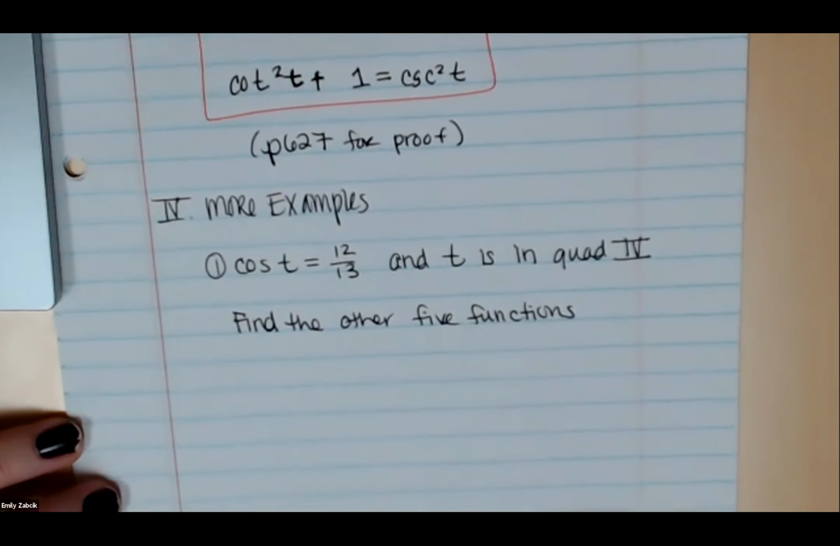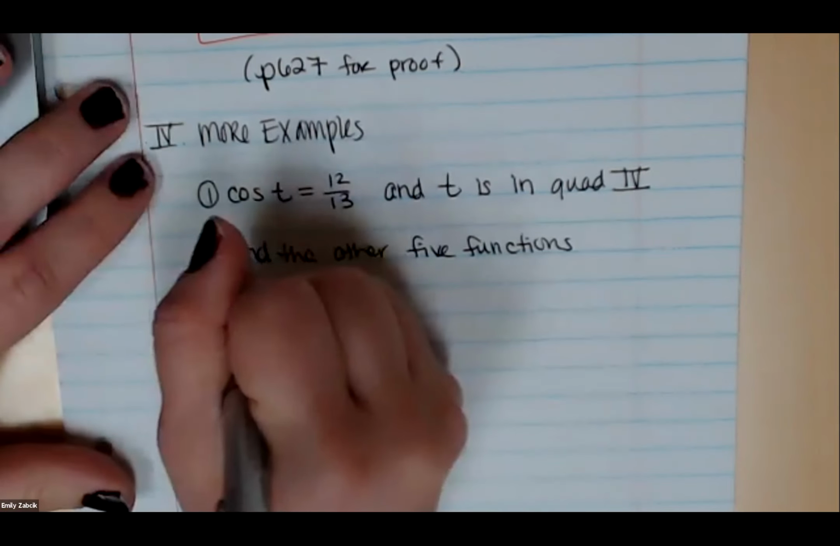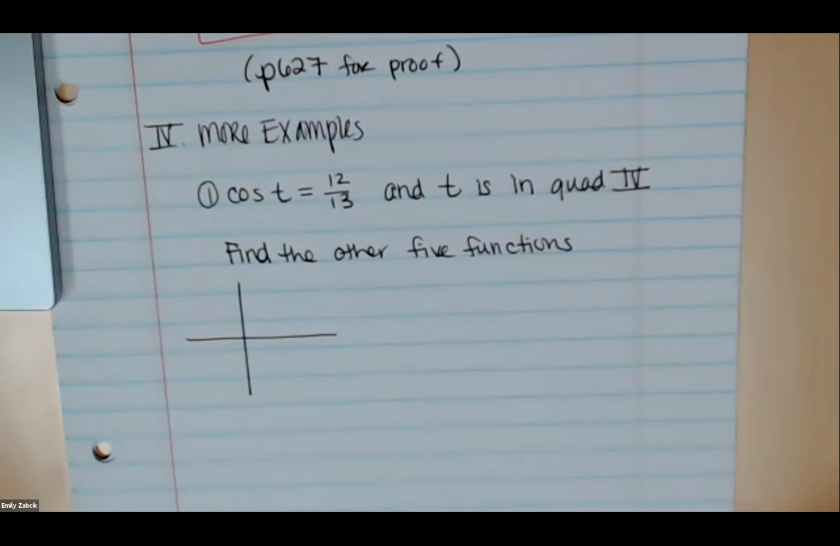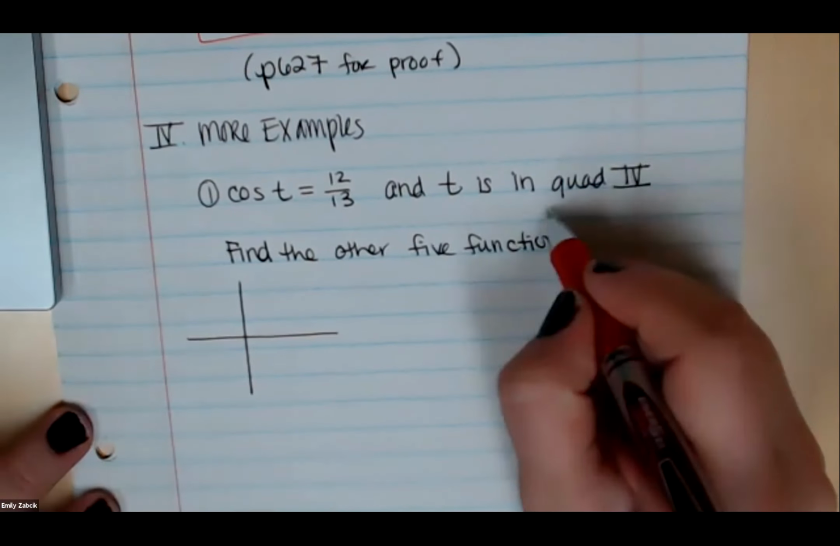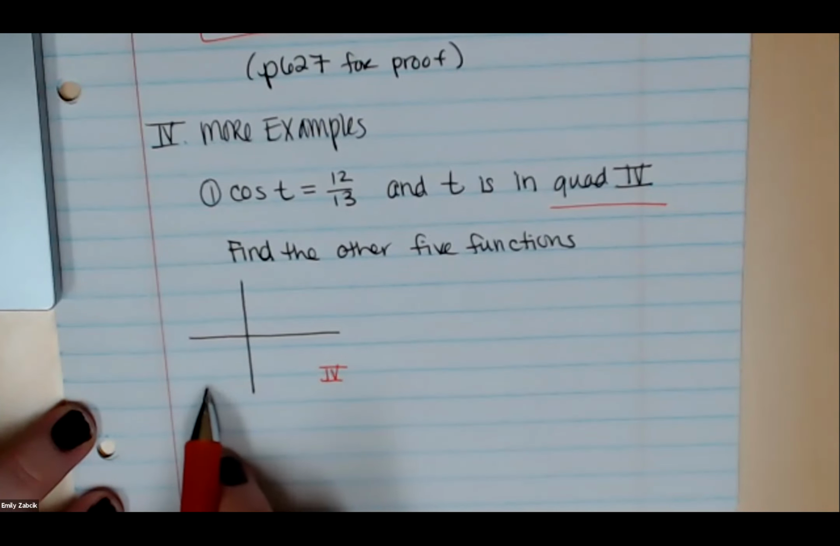Find the other 5 functions. Okay, so what I want to do is, this is all that is given. No picture is given. That's why it's so important to have scratch work and kind of draw out what you know. So I'm going to go ahead and draw my coordinate plane. It says that it's in quadrant 4, so I'm reminded that here's quadrant 1, 2, 3, 4.